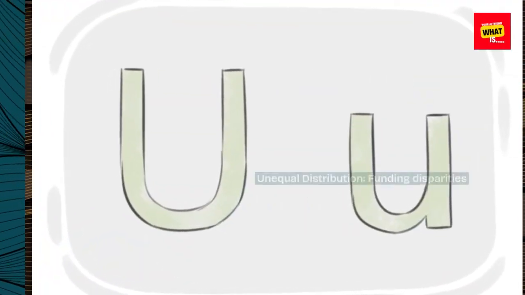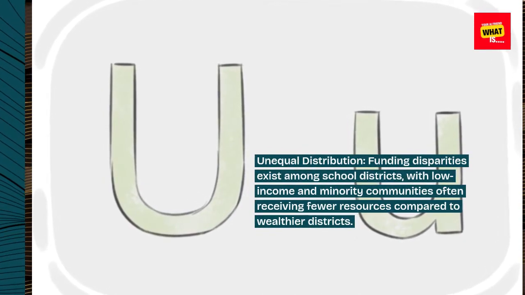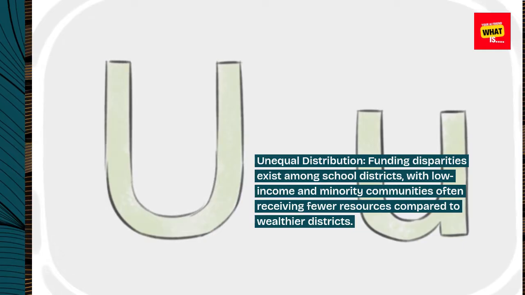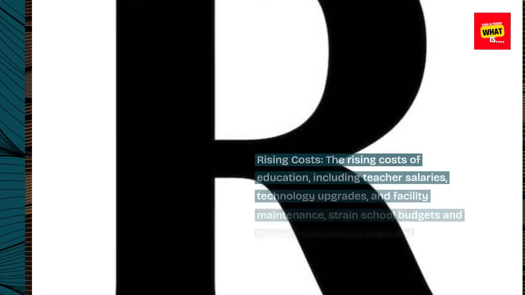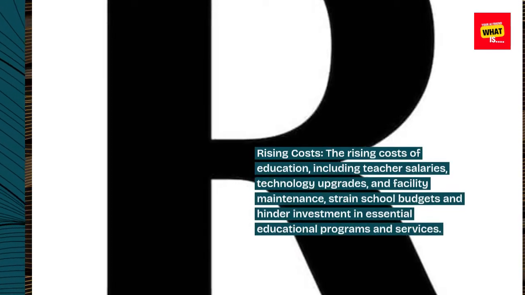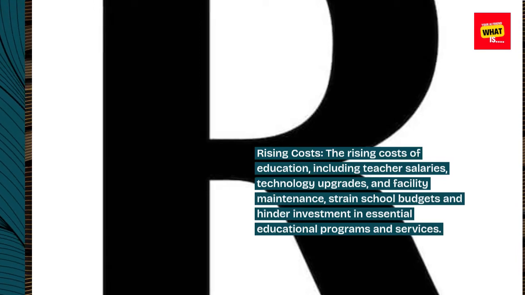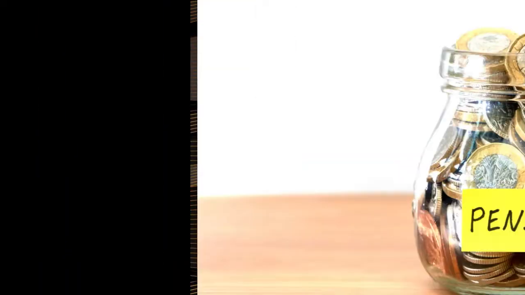Unequal distribution. Funding disparities exist among school districts, with low-income and minority communities often receiving fewer resources compared to wealthier districts. Rising costs. The rising costs of education, including teacher salaries, technology upgrades, and facility maintenance, strain school budgets and hinder investment in essential educational programs and services.